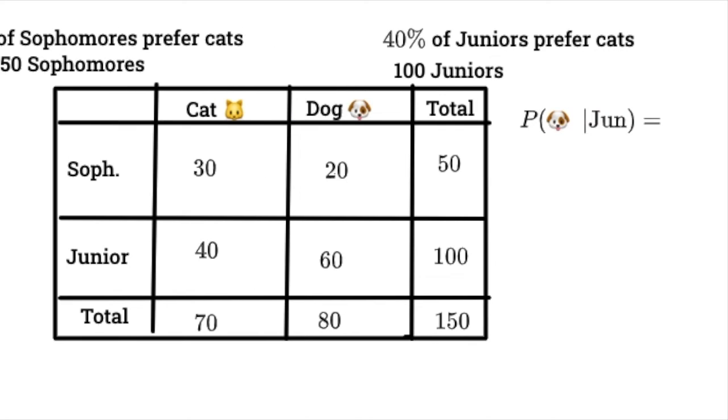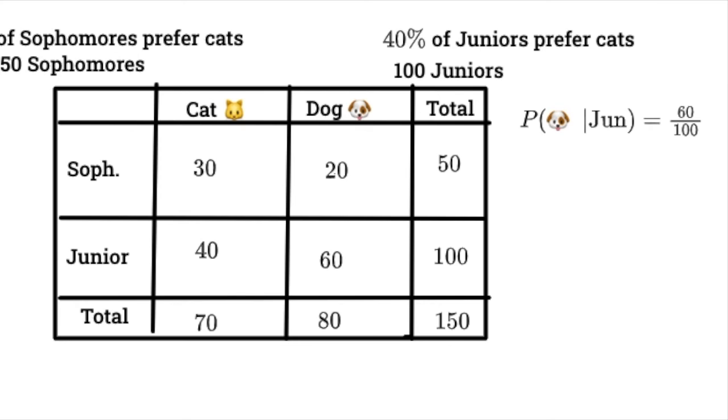So if we want to look at probabilities, we can say that the probability that someone prefers dogs, given that they're a junior, is going to be calculated by looking at the junior row. So in this conditional probability, we're saying, well, if they're a junior, what's the probability that they prefer dogs? And that we can see is 60 out of 100. And in fact, this is the information that had been given to us.